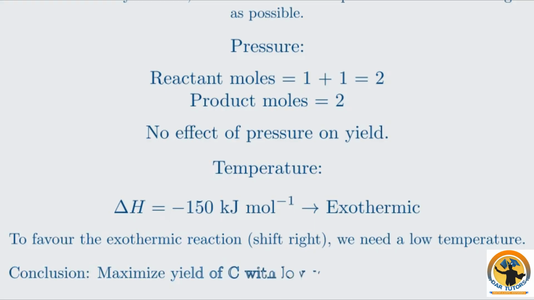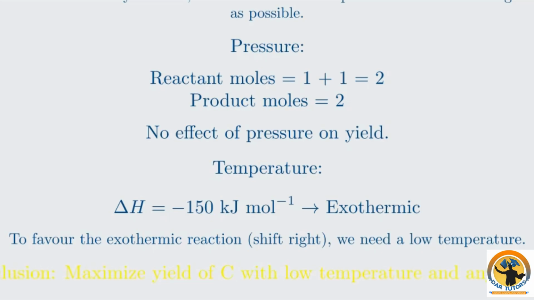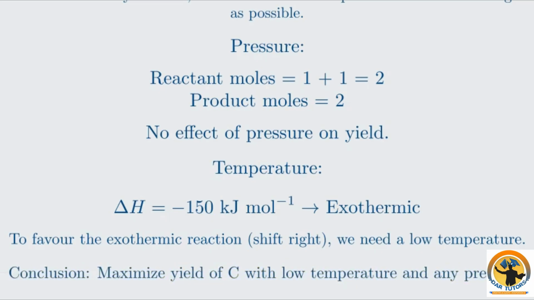To maximize the yield of C, we need to favor the forward exothermic reaction. This is achieved by decreasing the temperature. Therefore, the conditions to maximize the yield of C are a low temperature and any pressure.